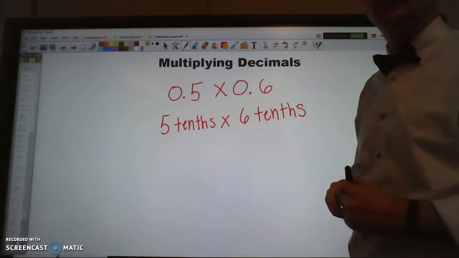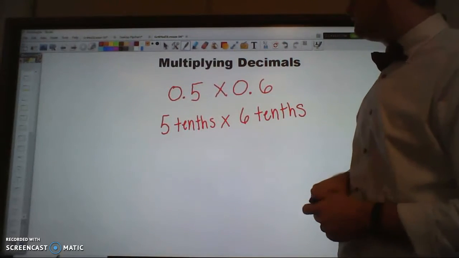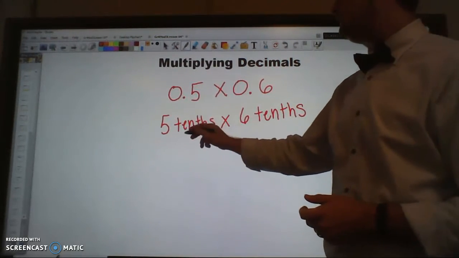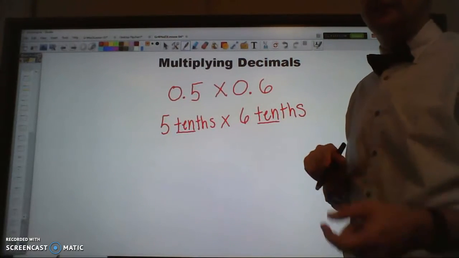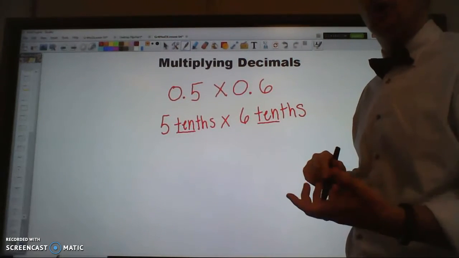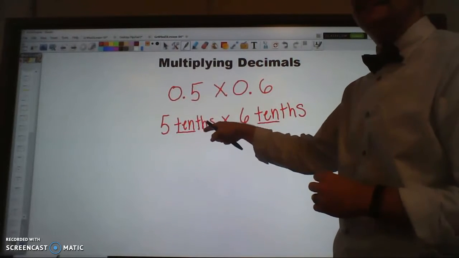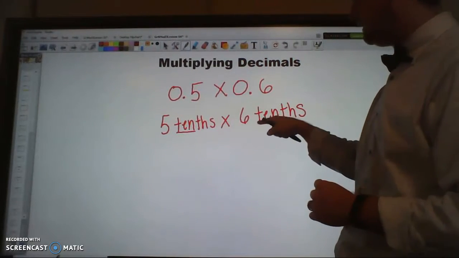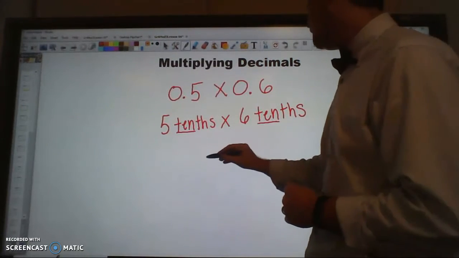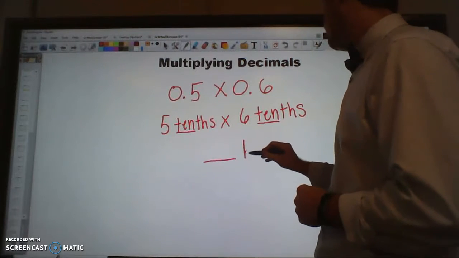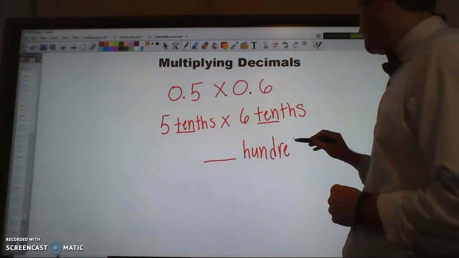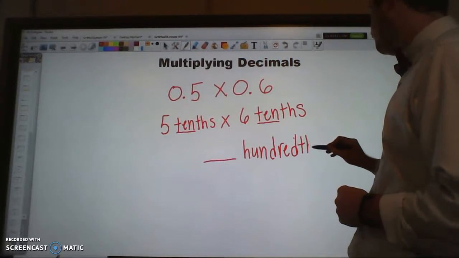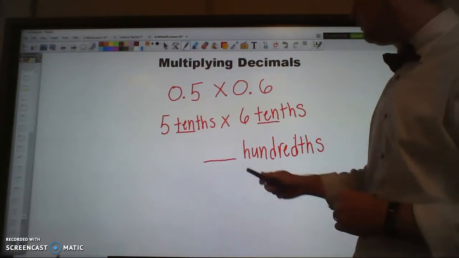All right. And think about what 10 times 10 is. Well, 10 times 10 is 100. Well, this isn't tens, it's tenths. So tenths times tenths would be hundredths. All right, so we have hundredths here.